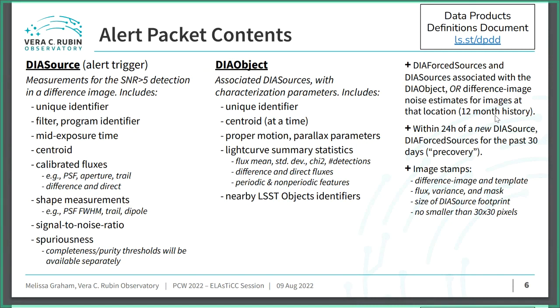Okay. I just want to make sure I understand the alert packet contents. So a DIA object can contain multiple DIA sources, and a DIA source might be a supernova, and a DIA object, for example, could be a host galaxy. Not quite. So a DIA source would be a detection of the supernova. The DIA object would be all of the detections of the supernova. Oh, okay. So the object is like that point on the sky, and then the source is all the individual detections. So you could think of it as points on the light curve. Yeah. Got it. Thank you.